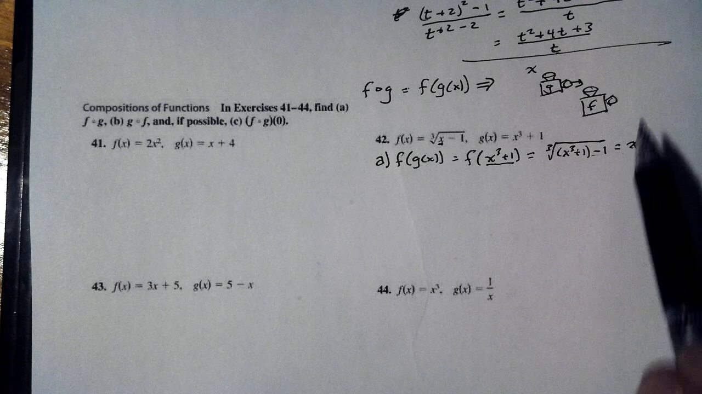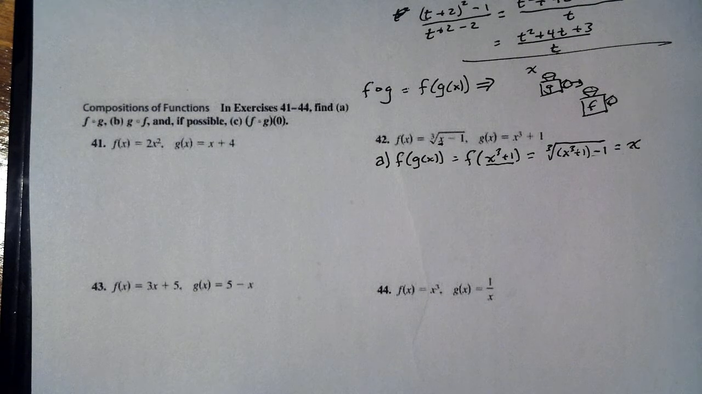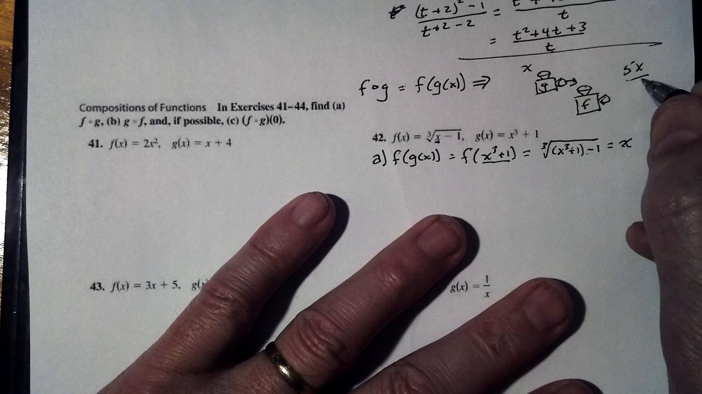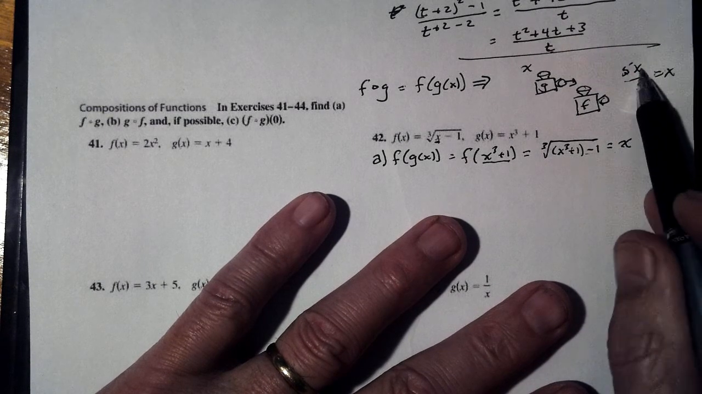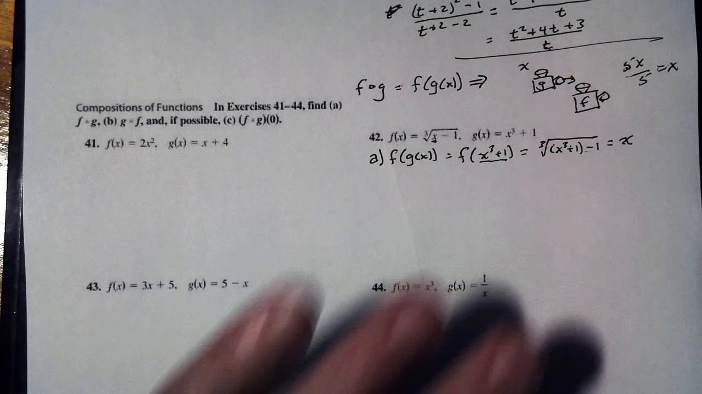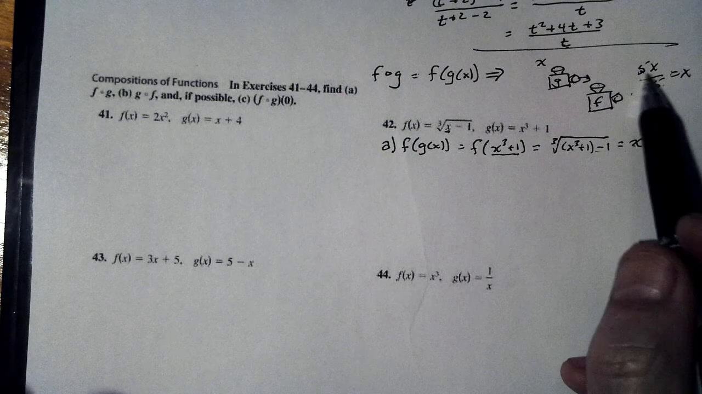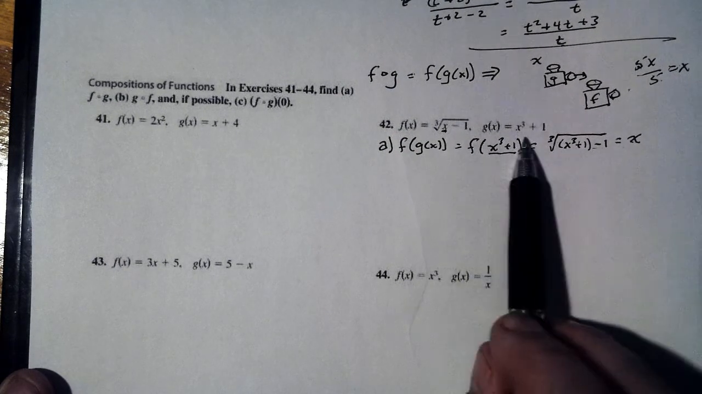So what we have here is f just undid what g did. This is a preview to a section that we're going to be covering pretty quickly. If I take 5 times x and then divide by 5, we get to x. Therefore, 5 and 1/5 are referred to as inverses. They're multiplicative inverses. This divided by 5 undoes the 5. These functions are actually called inverse functions of one another.